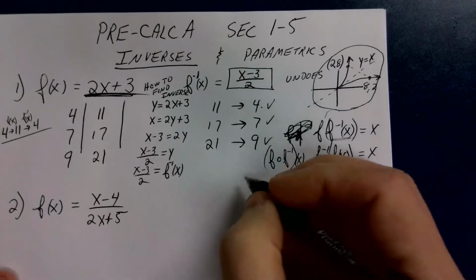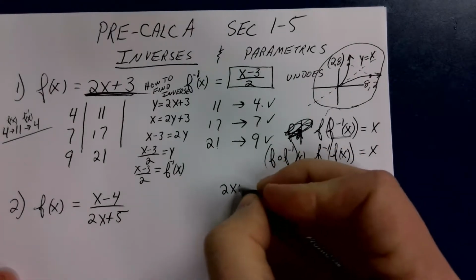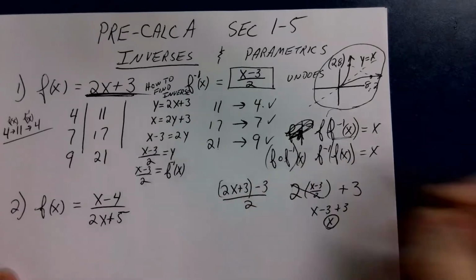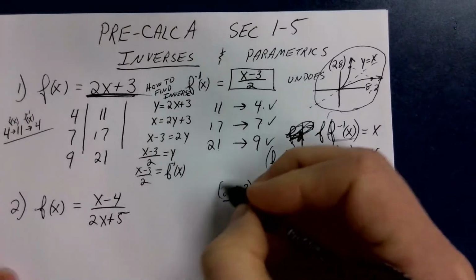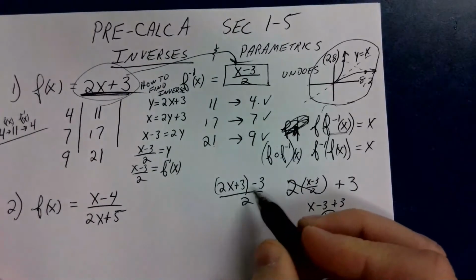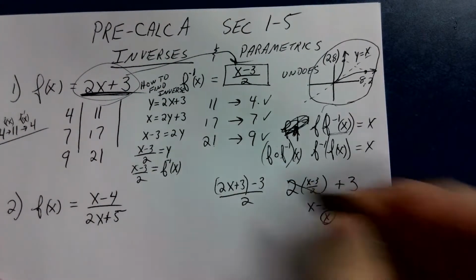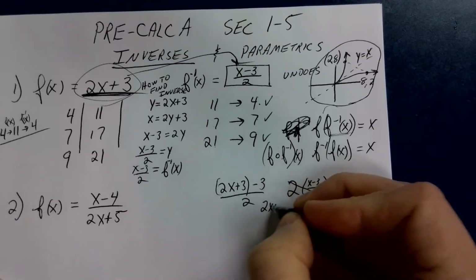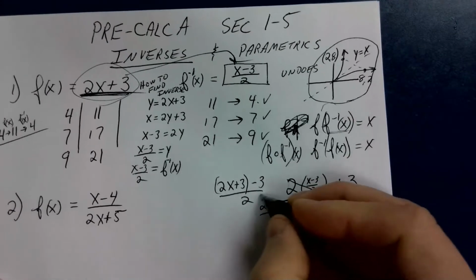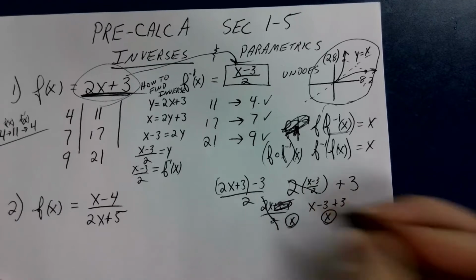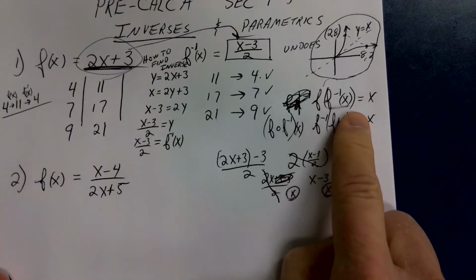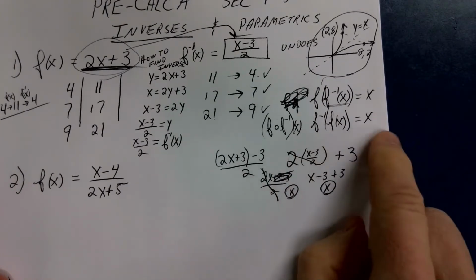And then likewise, if I take 2x plus 3 and substitute it into the x of (x minus 3) over 2, I get this. The parentheses have no bearing on it, so then I get (2x plus 3 minus 3) over 2. Plus 3 and minus 3 cancel, the 2s cancel, and I get x that way also. So now I've shown that f of f inverse of x equals x and f inverse of f of x equals x.